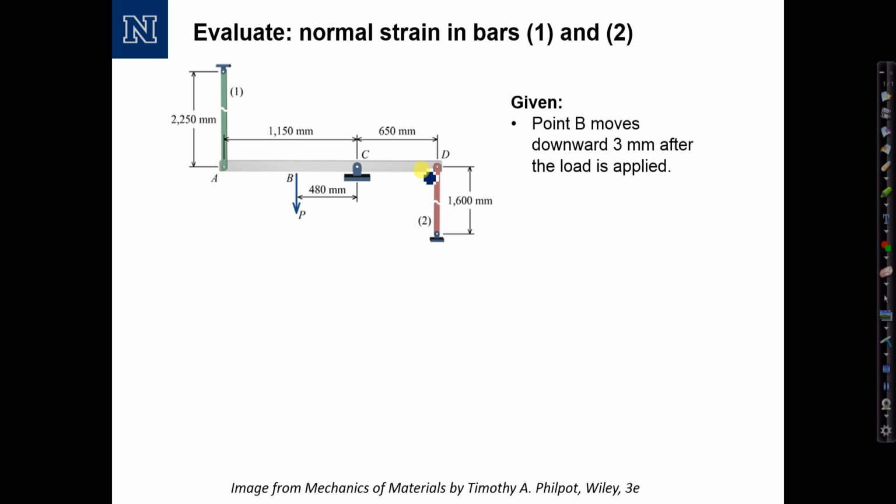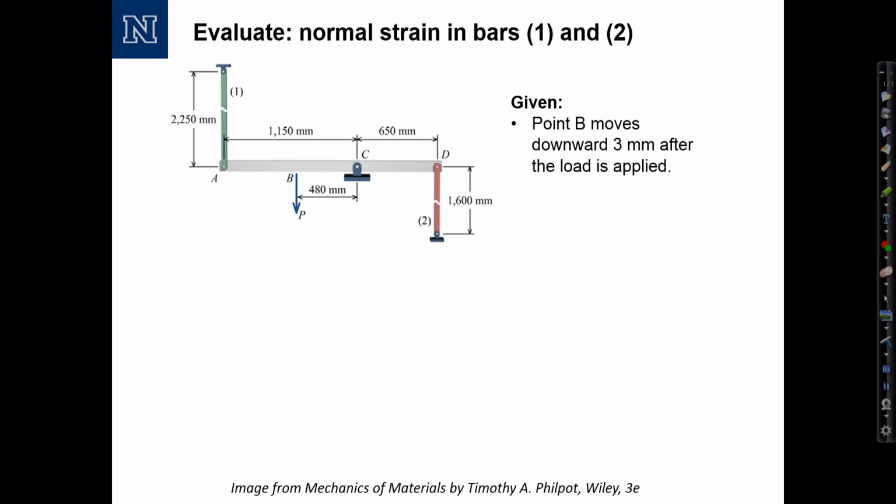This is a rigid beam that's pin connected at point C, and the beam can rotate about that pin. In addition, at the ends, it's connected to two axial bar members, member 1 and member 2. This problem is actually indeterminate, so it can't be solved from basic principles of equilibrium alone.